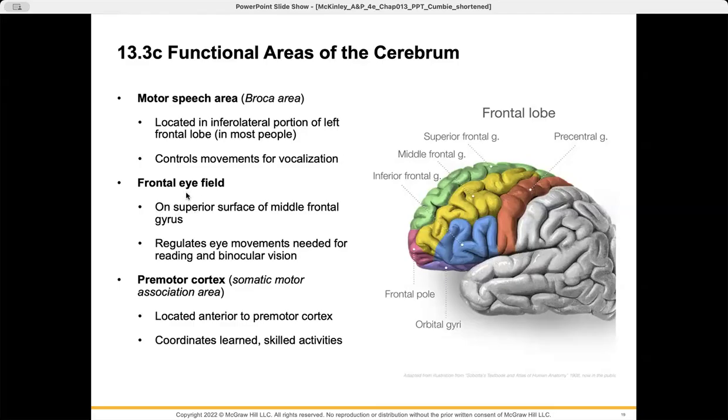We have a frontal eye field as well. This is found on the middle frontal gyrus. It regulates your eye movements needed for reading and binocular vision. A lot of this has to do with motor functions. We also have a premotor cortex, located anterior, and our premotor cortex coordinates learned skills and activities. So anything that comes from muscle memory, of how to do something, is going to be present on your frontal lobe.